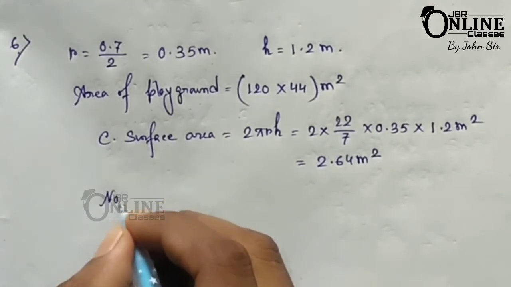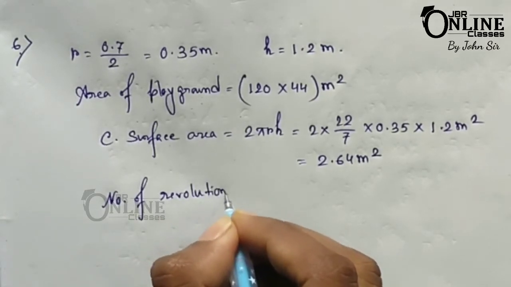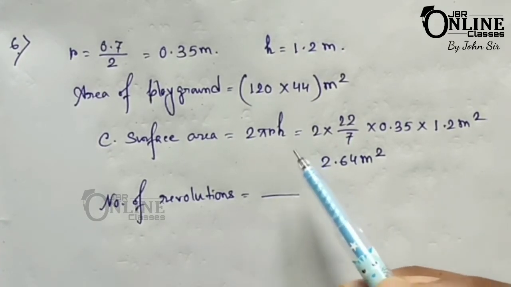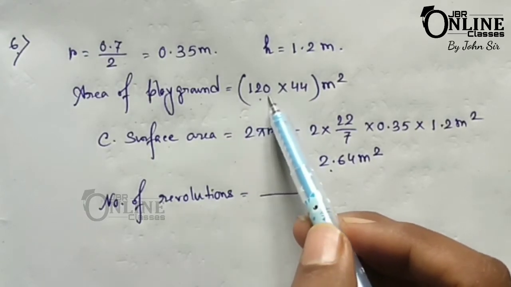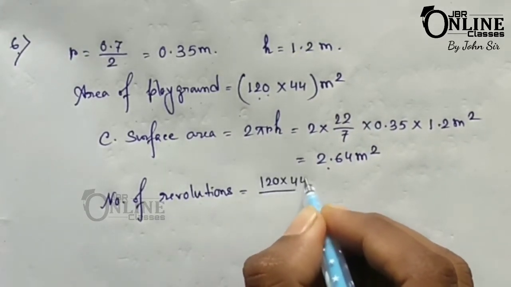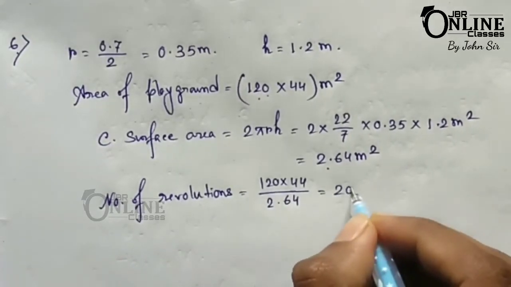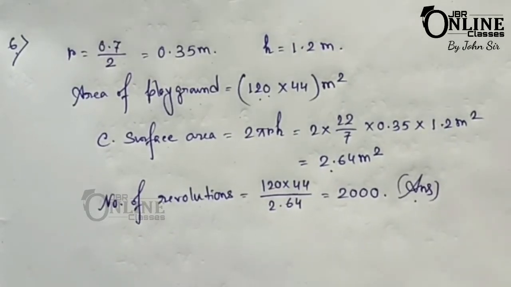Now you have to find out the number of revolutions. To find the number of revolutions, you have to just divide the area of the playground by this curved surface area. So just write down here 120 into 44 divided by 2.64 and then you will get 2000. So 2000 is the total number of revolutions.